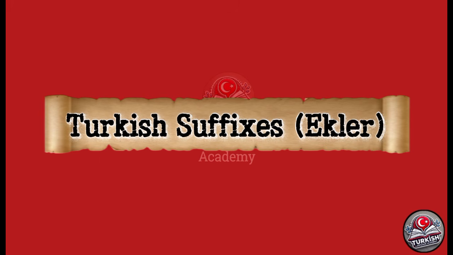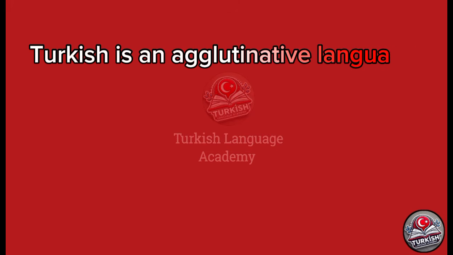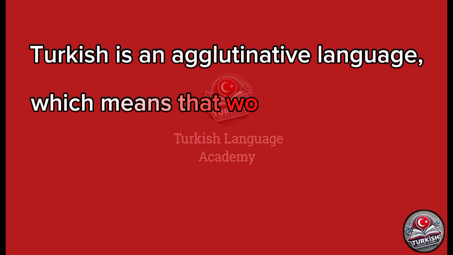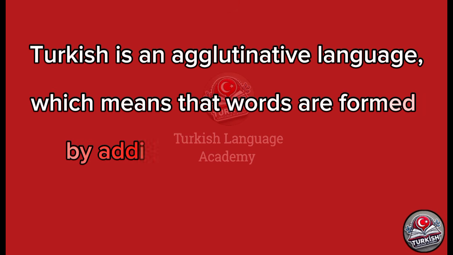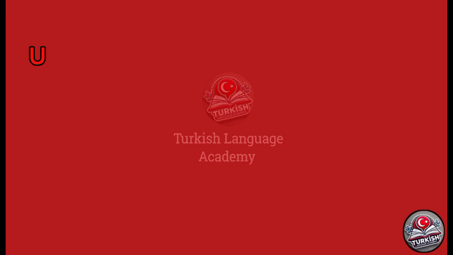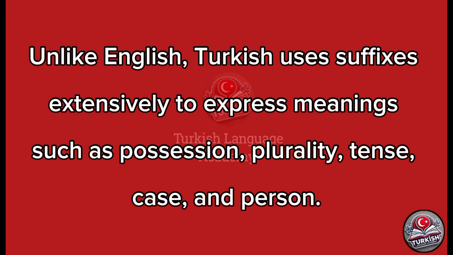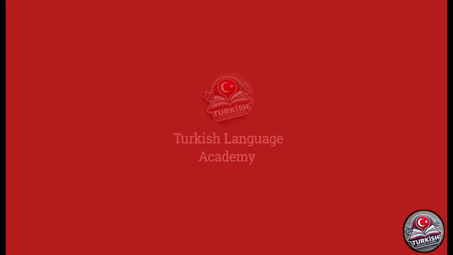Turkish suffixes. Ekler. Turkish is an agglutinative language, which means that words are formed by adding suffixes, ekler, to a root word. Unlike English, Turkish uses suffixes extensively to express meanings such as position, plurality, tense, case, and person.